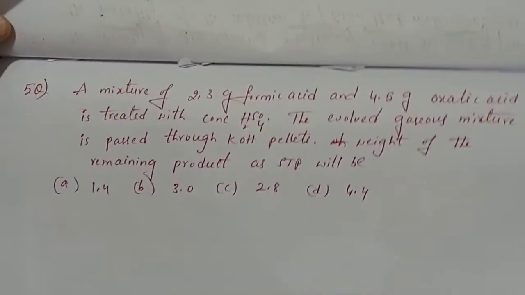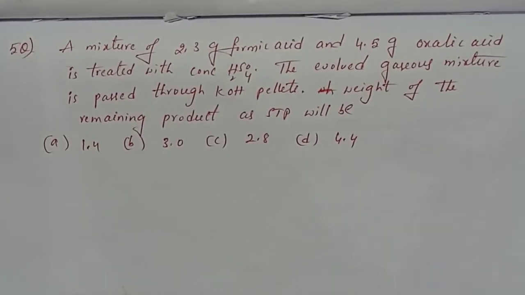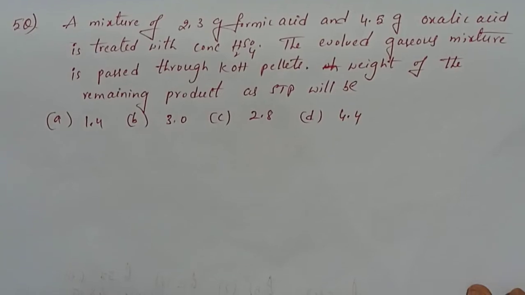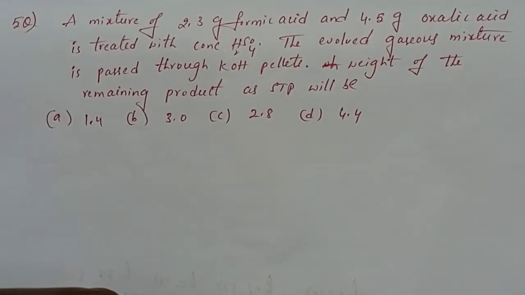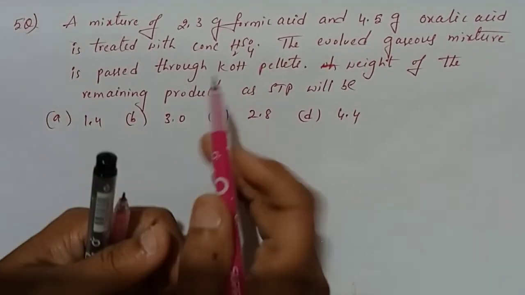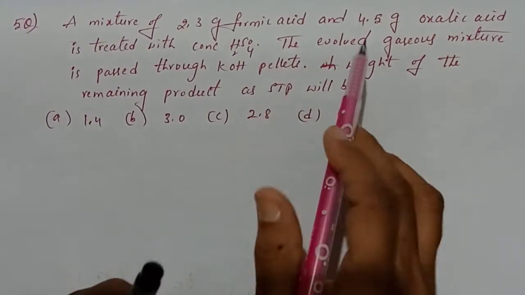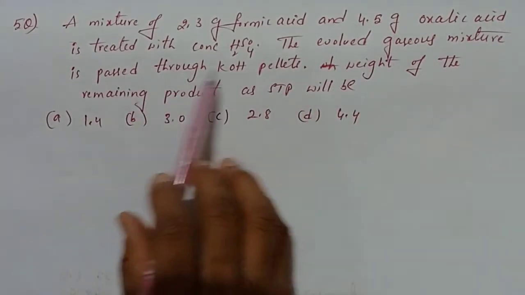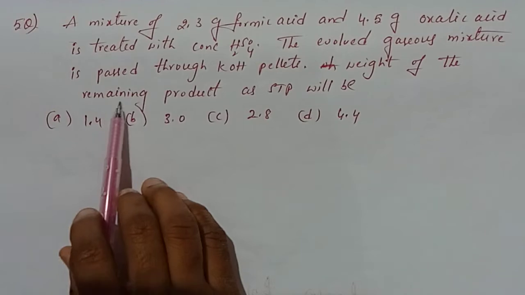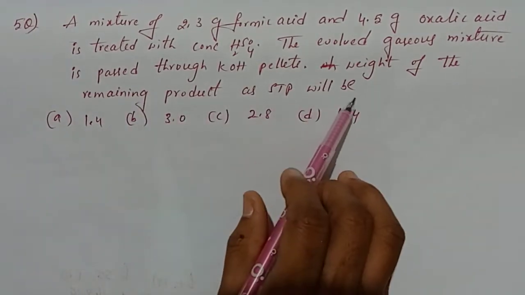And next, see, students, one more model, a different model. A mixture of 2.3 grams of formic acid and 4.5 grams of oxalic acid is treated with concentrated sulfuric acid. The evolved gaseous mixture is passed through KOH pellets. Weight of the remaining product at STP will be.